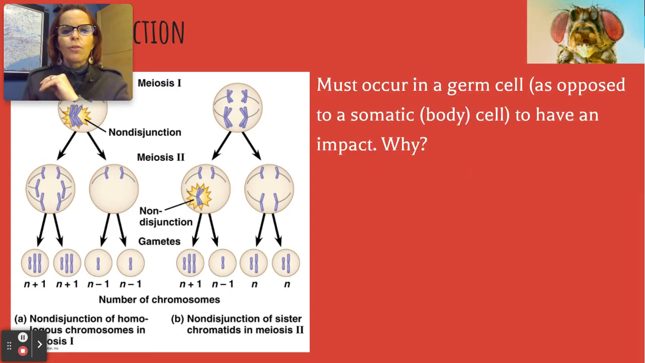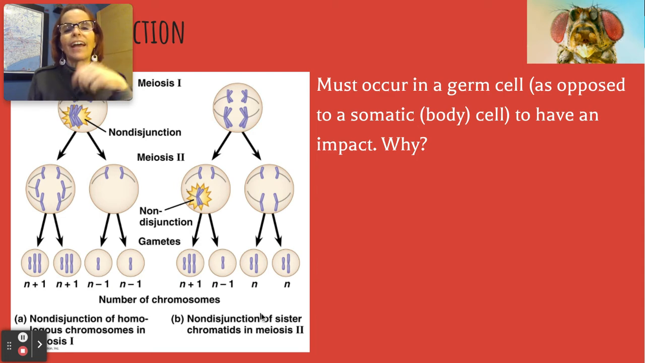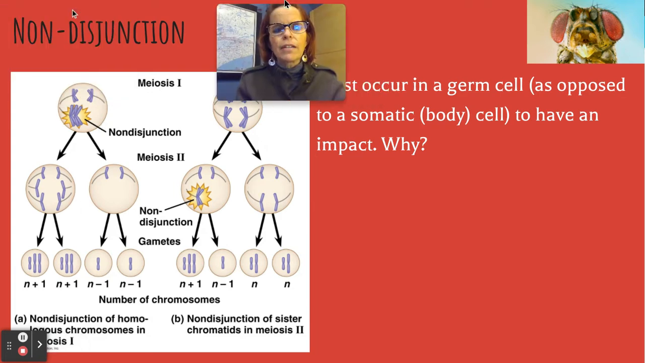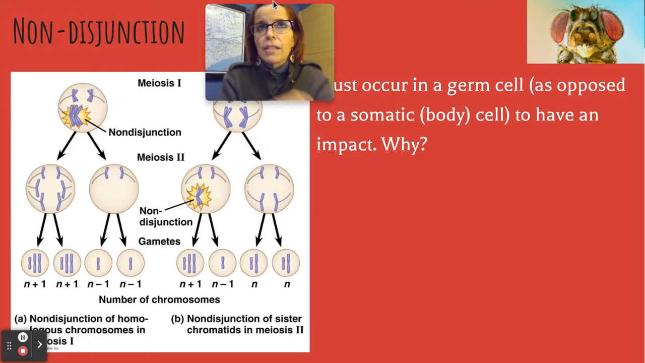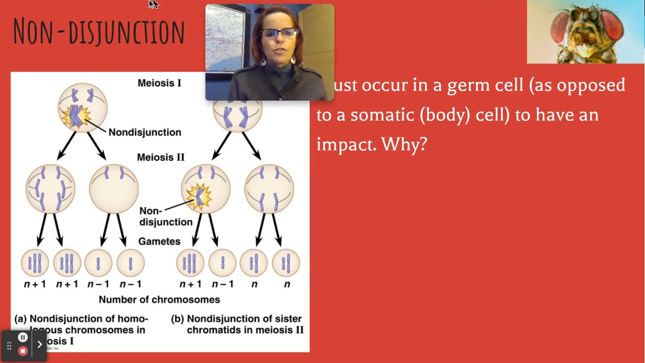Nondisjunction, it says, must occur in a germ cell as opposed to a somatic cell to have an impact. Okay, so what are germ cells? Germ cells are the first cells that divide to make your gametes. For example, the very first one of these cells would be up here somewhere in the diagram. That's a germ cell.